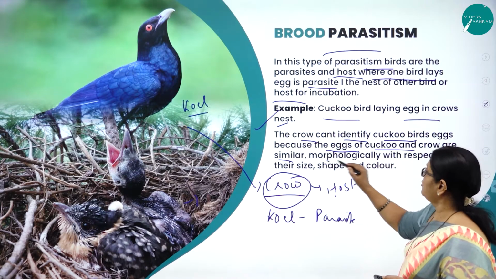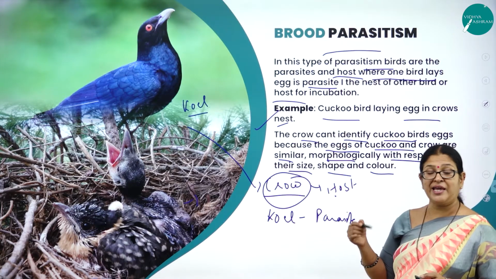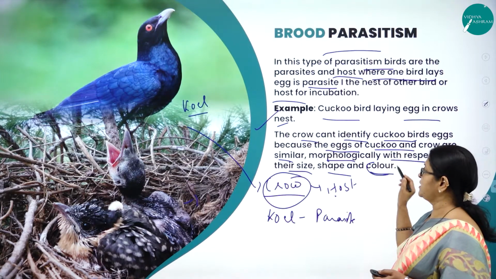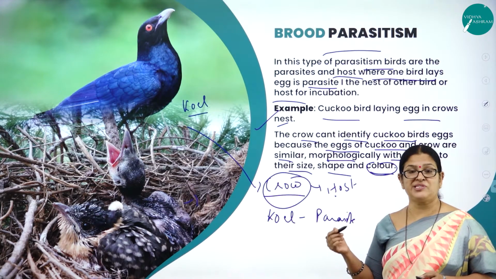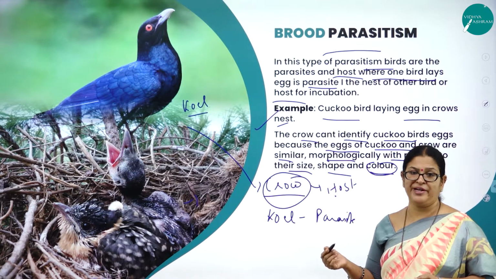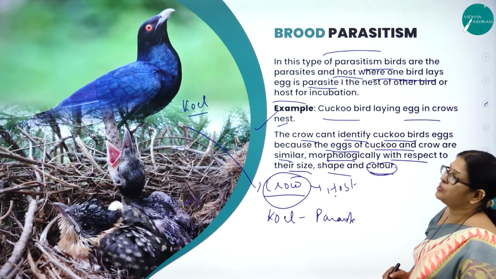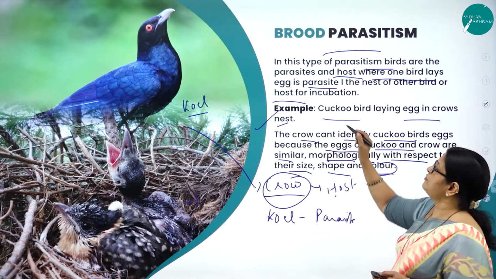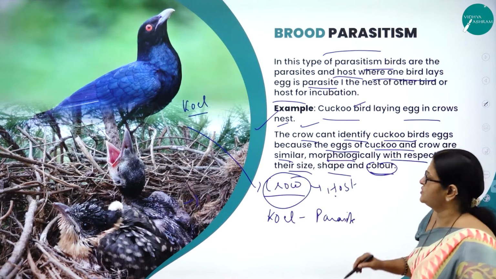Now, morphologically, with respect to their size, shape and color, see, the eggs of the cuckoo bird have the same size, shape and color as that of the crow's eggs, and that is the reason why the crow will mistake those eggs to be of its own kind, and it will start incubating them. And such a type of interaction is called what? Brood parasitism. Hope you have understood this concept. And what is the example you are going to give? Cuckoo bird laying eggs in the crow's nest.